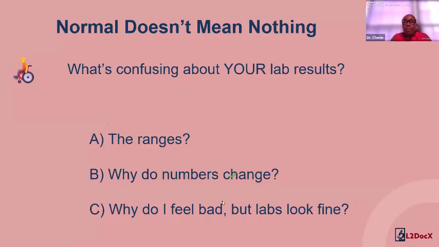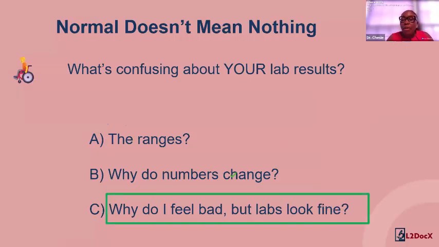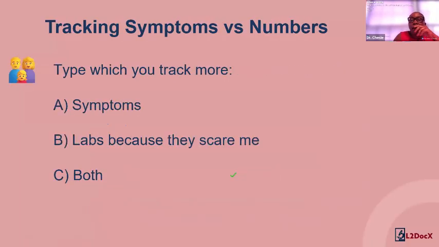Let's see. What confuses you about your lab results? Is it the ranges? Franklin says C. Why do I feel bad but the labs look fine? That's right. I think I would also say the same thing. Anybody else? So we can quickly conclude on this. Okay, Leonard says C. That is right. I'm with you guys on that. Let's see what the right answer is. So, why do I feel bad but the labs look fine? That is it. That is the most confusing thing.